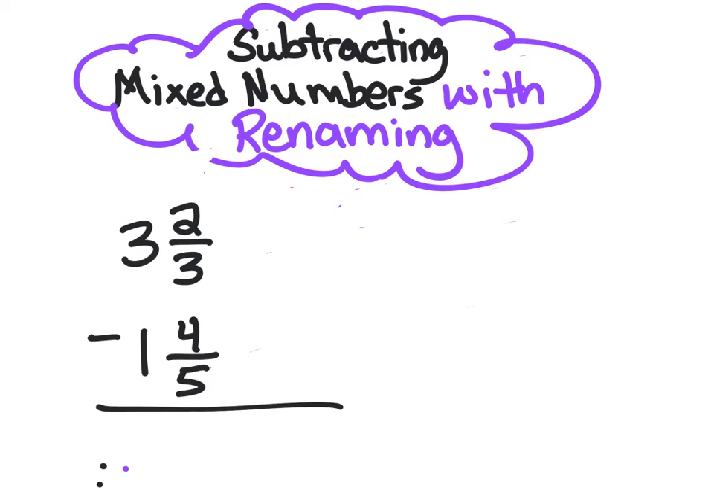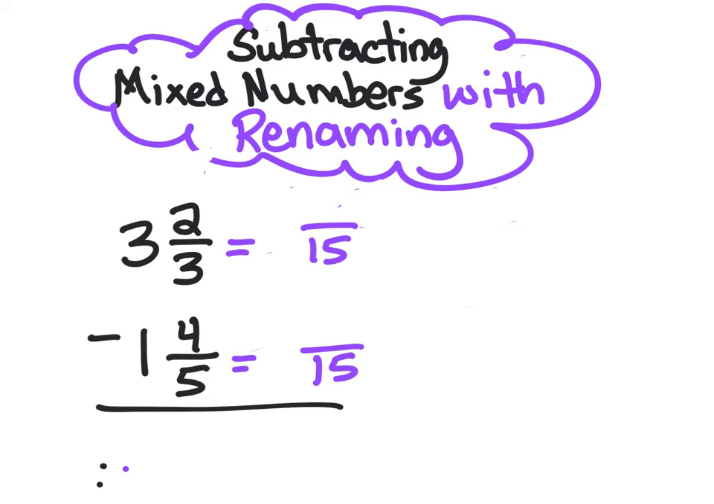In this last example, we have 3 2/3 minus 1 4/5. The first thing we should notice is that the denominators are not the same. So we need to make them have the same number of pieces. In order to do that, I can simply multiply the two denominators. 3 times 5 is 15. So I'm going to make each of these have 15ths for a denominator. And then we're going to find equivalent fractions.